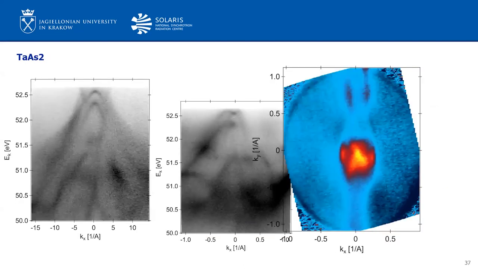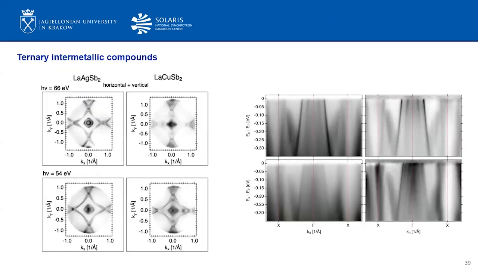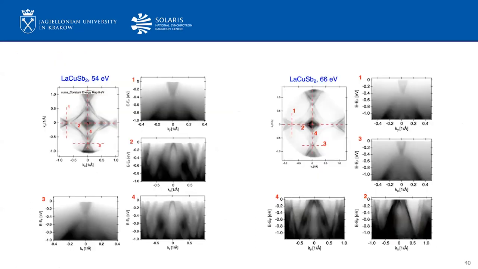And also here is another example from our beamline measurements. Here is for different polarization. It is also very important to identify bands. Here is a very nice sample with very good statistics and good resolution. This is the semiconductors.